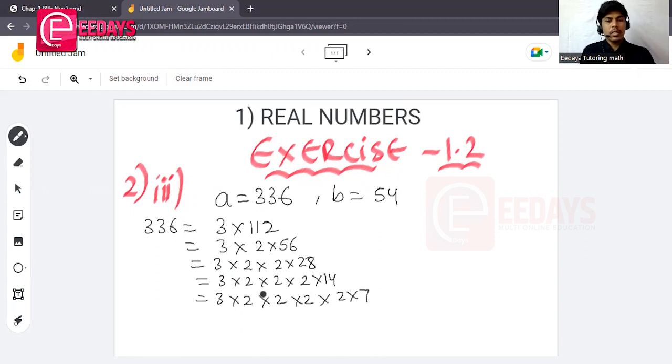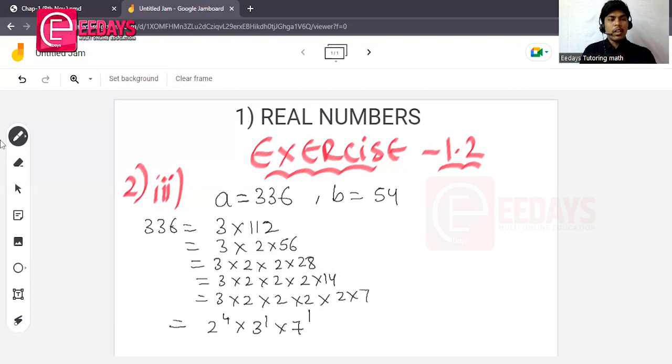Why? Because here all we got are 2, 3, 7, and we can't split further. They are all prime factors, so we stop here. Let's write the factors here. How many twos are there? 1, 2, 3, 4: 2 to the power 4, 3 to the power 1, and 7 to the power 1.